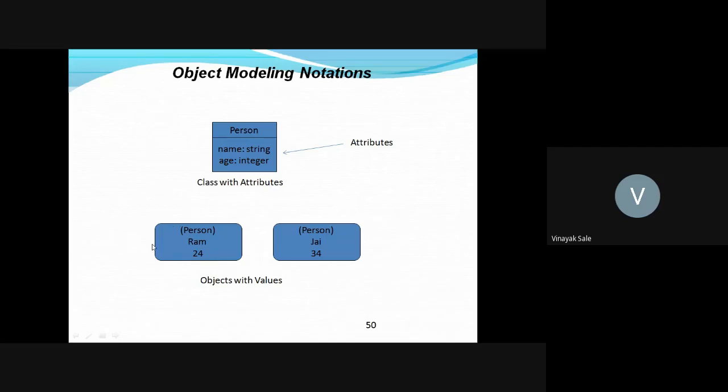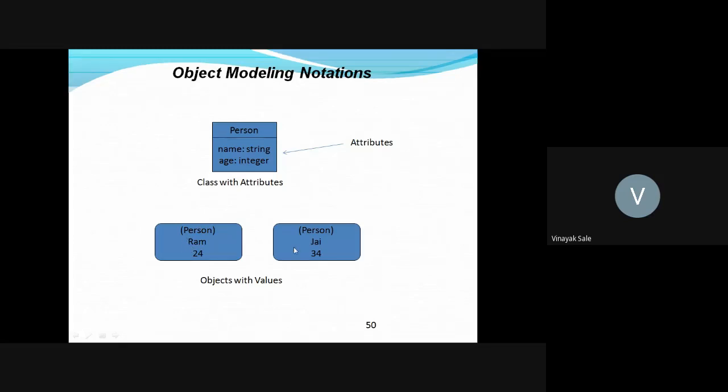Then here are objects of the class Person. So this is a class diagram shown by a rectangle, which is separated by a line. The upper part indicates the class name and the lower part indicates the attributes of that class. Then the object diagram is indicated by a curved rectangle. In that, in brackets, the name contains the class name. Here the class name is Person.